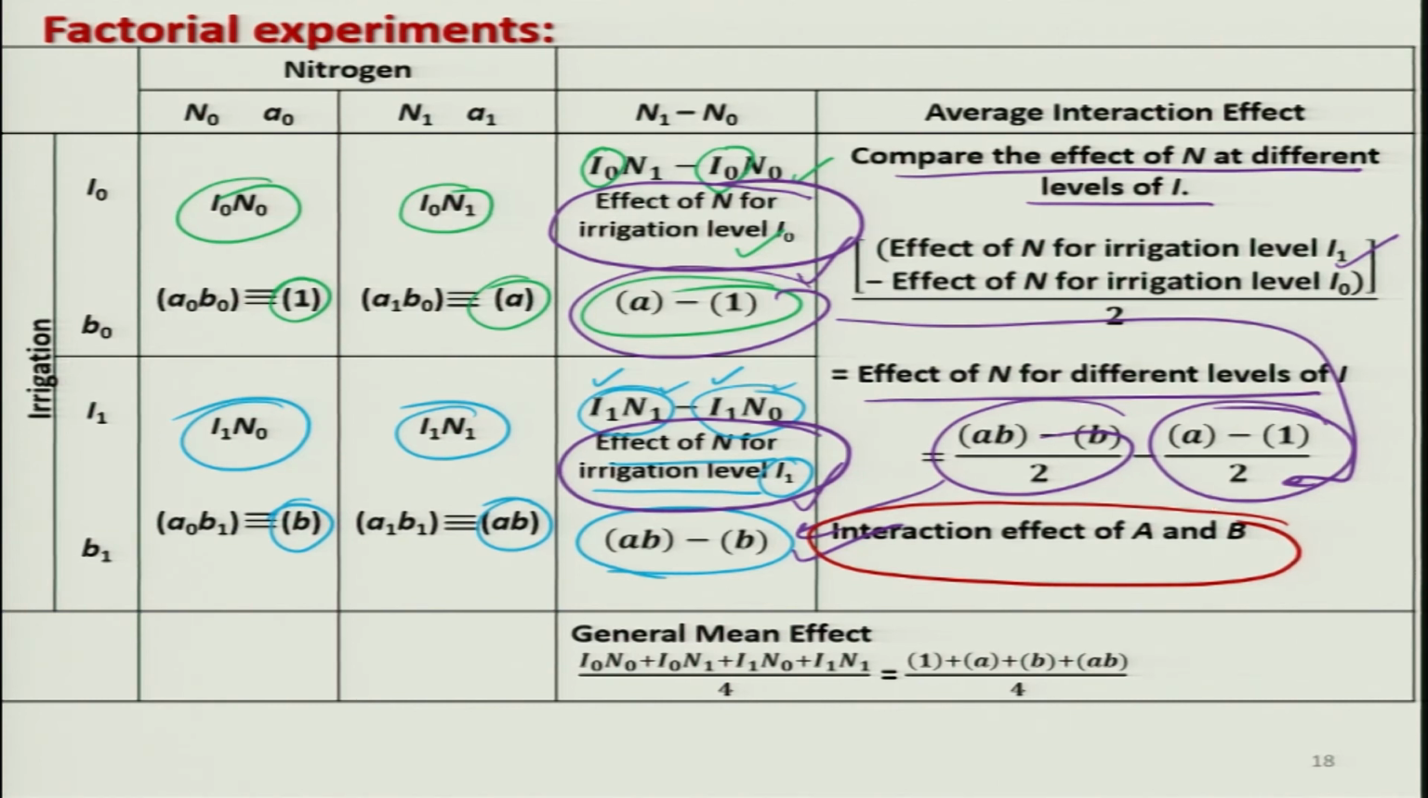Yes, if you try to see, you are simply trying to consider here both different levels of irrigation and different levels of nitrogen. So, this is how we try to estimate or find out the interaction effect of A and B, and this general mean effect remains the same as earlier, no issue.